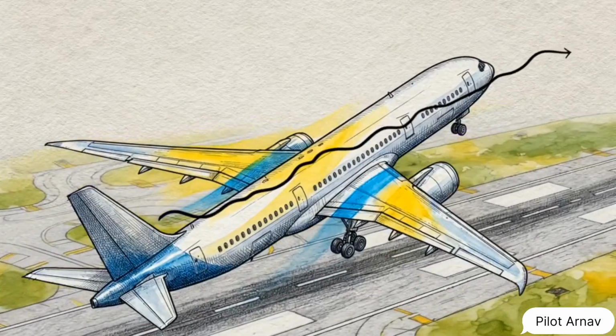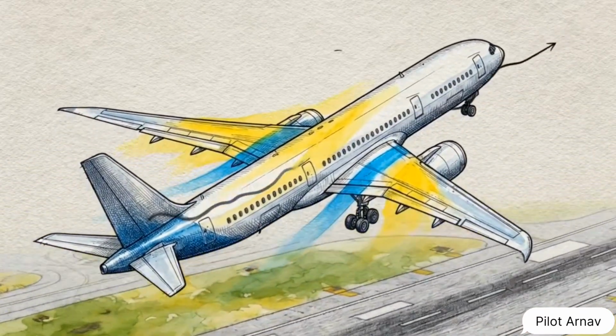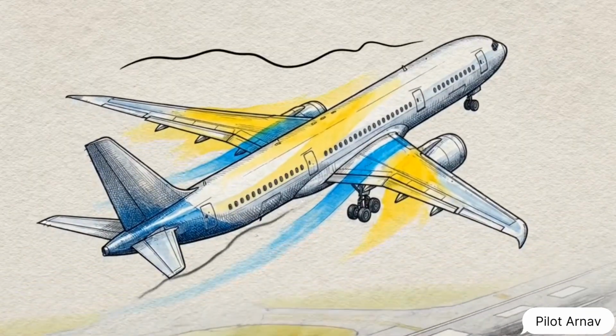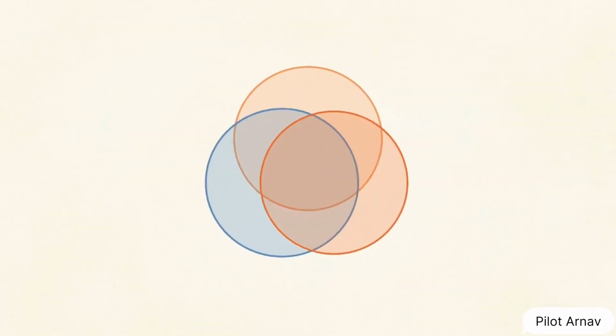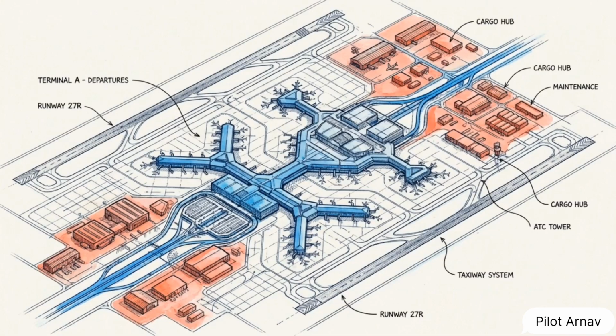Every variable in aviation is interlinked. Fuel requirements are dictated by weather minima. Weather minima are constrained by aircraft systems, and all 3 are bottlenecked by the duty limits of the crew. To master the DGCA exam, one must understand how these requirements interact to create a unified safety net.